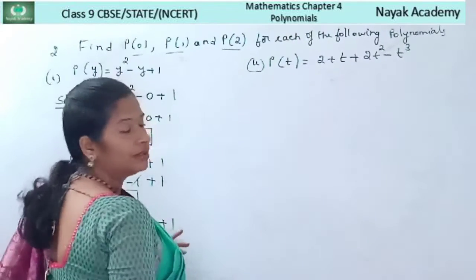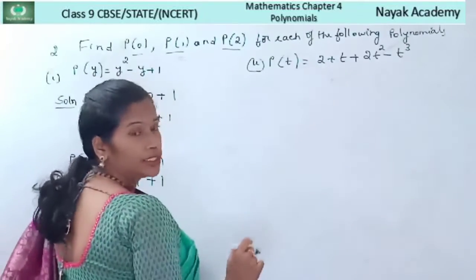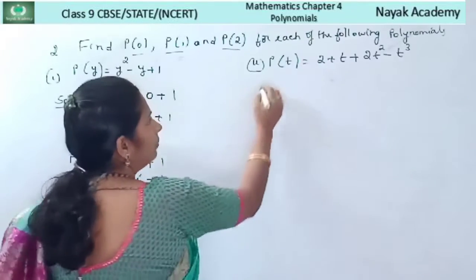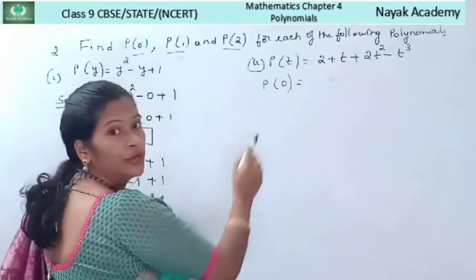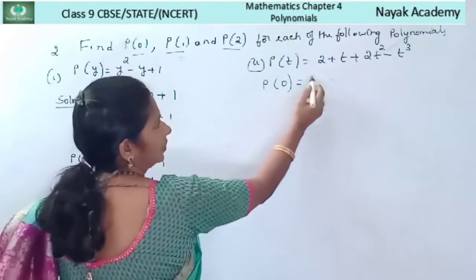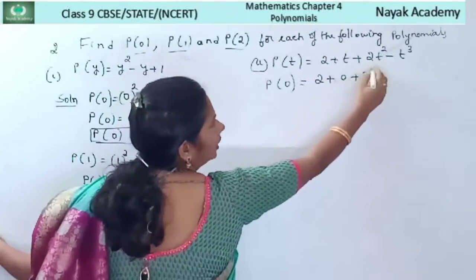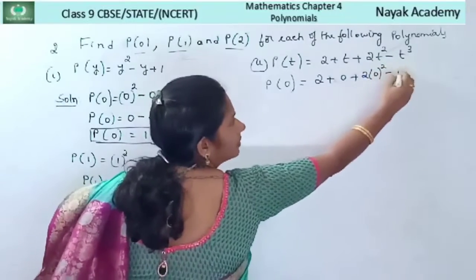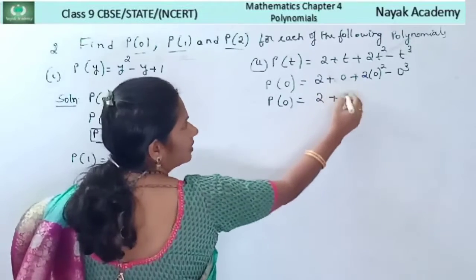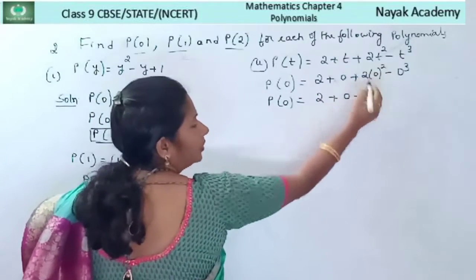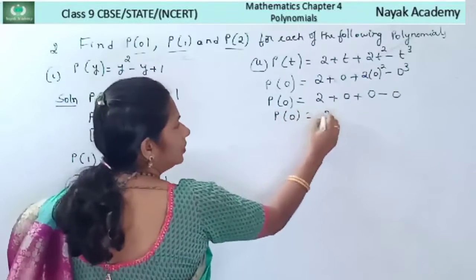Coming to the second question, given polynomial is p of t equal to 2 plus t plus 2t square minus t cube. Now we have to find the value of p of 0. Now what we have to do, children? In place of t, we have to substitute the value as 0. So that is 2 plus 0 plus 2 into 0 square minus 0 cube. So p of 0 value is 2 plus 0, 0 into 2, it is 0, minus 0. So p of 0 value is 2 only.